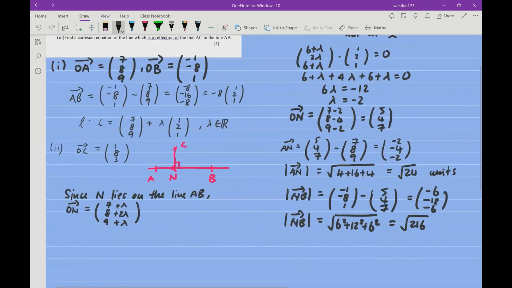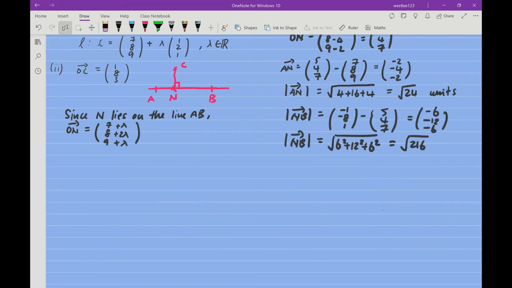Okay, let me move this up a little bit. So if I want to find the AN to NB ratio, it will be square root 24 to square root 216. If you factorize out the square number, we will have 2 square root 6 and 6 square root 6. So if you cancel square root 6 on both sides, 2 to 6, 1 is to 3. All right, so this is how we do part 2.